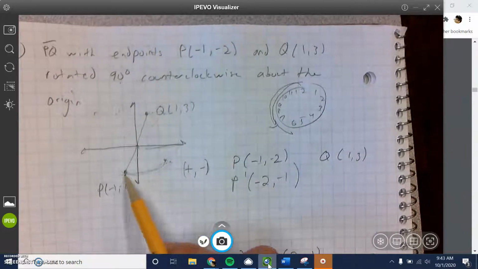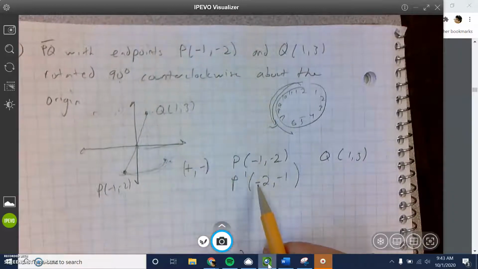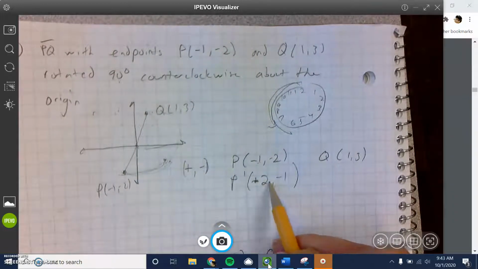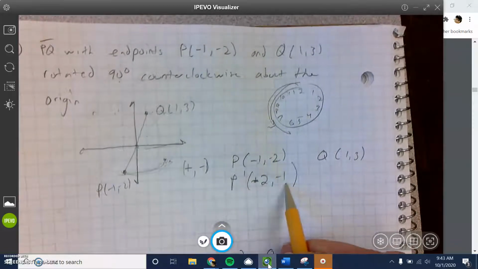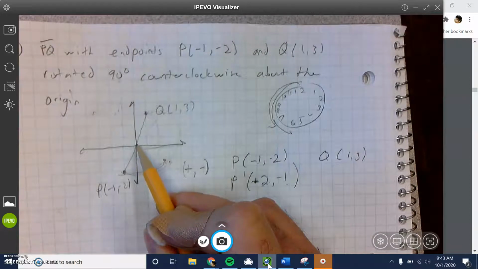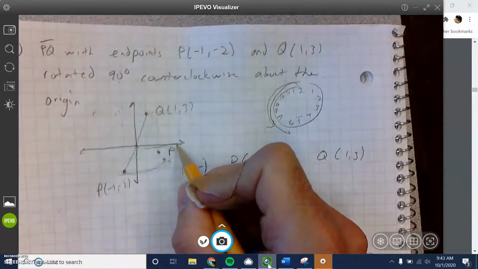Now step 2, remember, is determine the coordinates of the quadrant the image ends up in. In this quadrant, I have positive x and negative y. So P prime is at positive 2, negative 1. Positive 2, negative 1. Bam. Here is P prime.